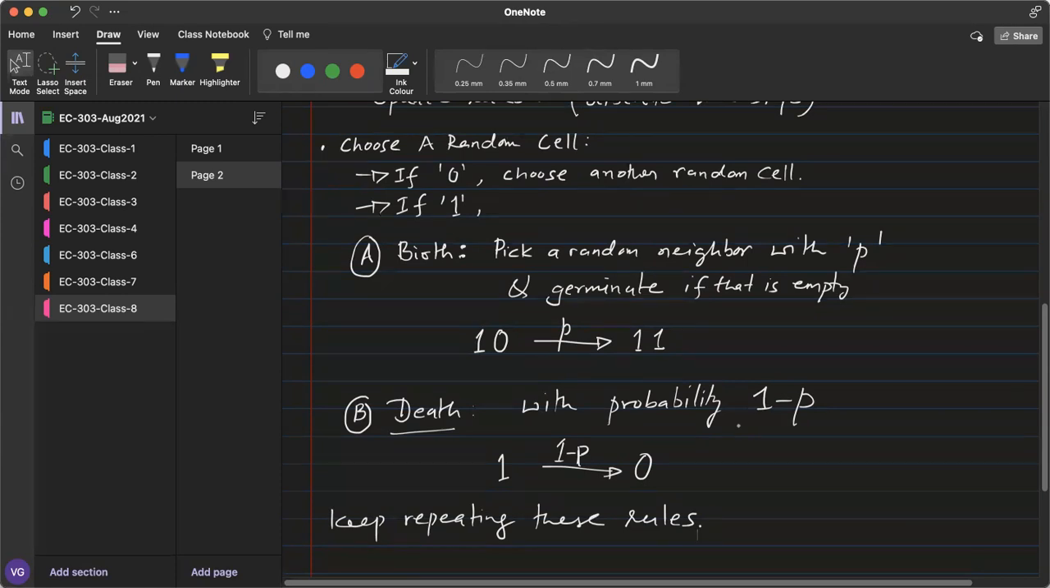Sir, what if the cell is 1, 1? Like if the random neighbor has... so basically then nothing happens in that case. If you pick 1 followed by another 1, nothing happens. You pick another random cell because you can't germinate anywhere. So this is an infinite grid then, like there will always exist an empty cell?